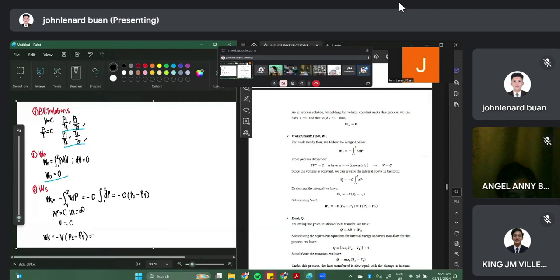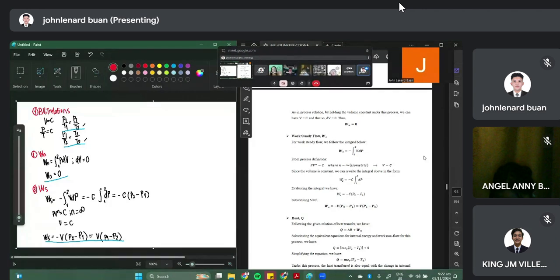Pwede rin po natin siyang baguhin. Again, this is just the same. We just distributed the negative sign. Therefore, it can also be written as V times P1 minus P2. So we just distributed the negative sign, or rearranged it, to remove the negative sign. So that could be the equation for work steady flow under an isochoric process.